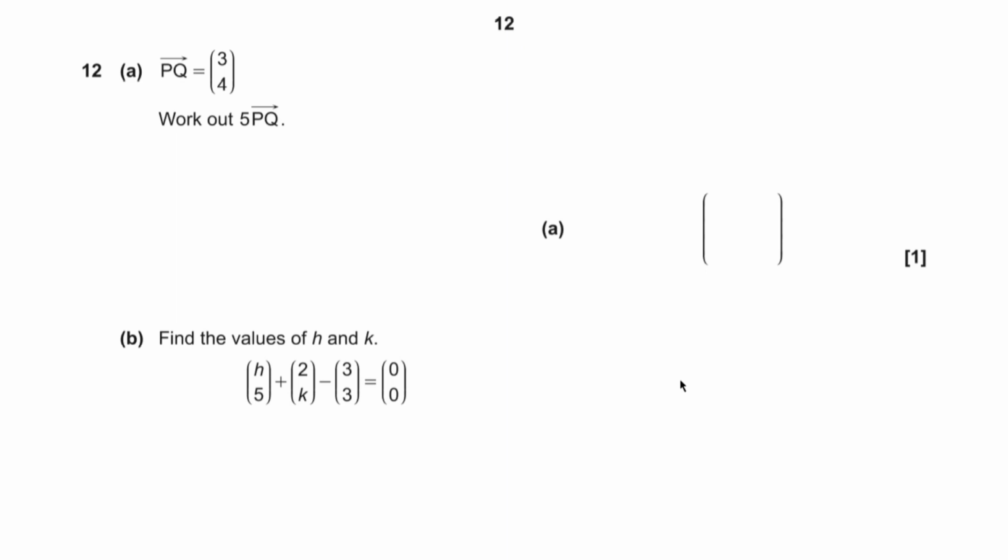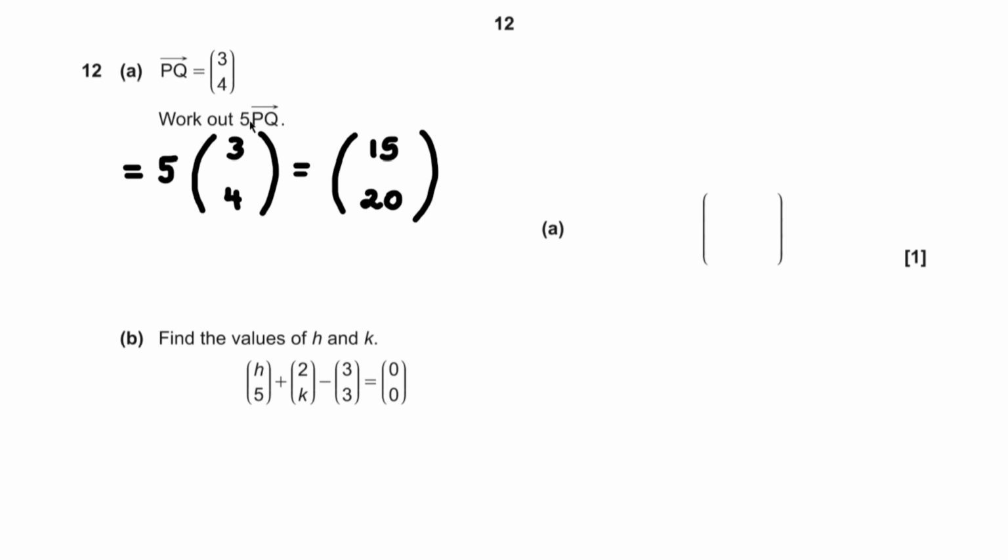Question number 12. Part A. PQ is equal to the vector 3, 4. We have to work out 5 times PQ. So I've got 5 multiplied by the vector 3, 4. And if I work this out, I've got 5 times 3, which is 15, and 5 times 4, which is 20. So I end up with the vector 15, 20.